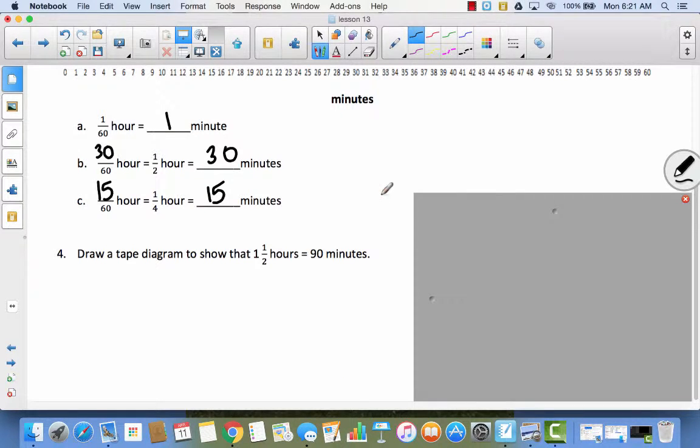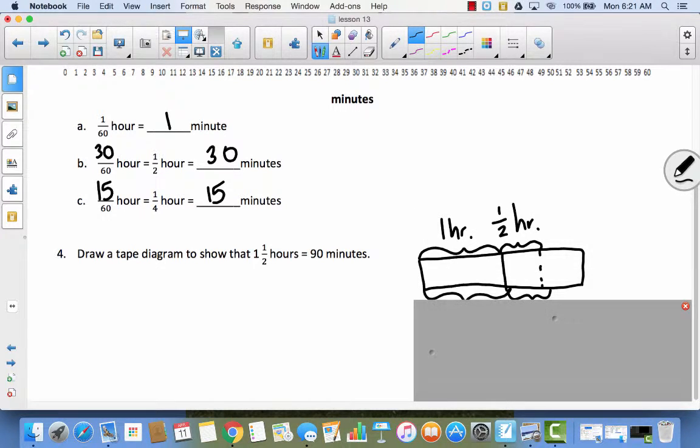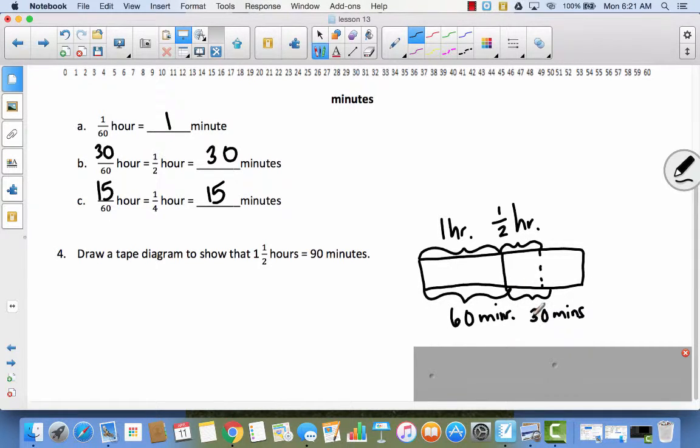Okay, so I hope that you took the time to try to do this all by yourself. This is what I came up with. You can see that in my tape diagram, I divided it into 2 parts total. So I had an hour and then I had a half of an hour. Well, there are 60 minutes in an hour and there are 30 minutes in a half of an hour. So altogether, this would be an hour and a half or 90 minutes. I bet you did that one all by yourself.